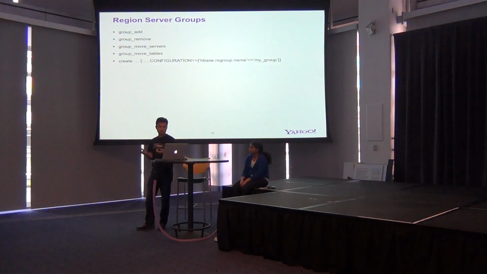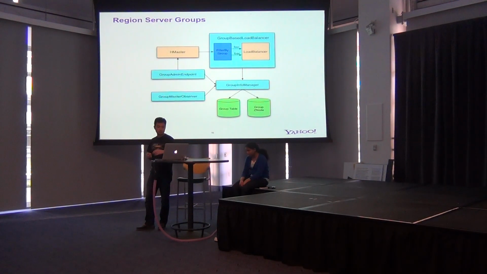So here are just examples of some of the APIs to give you an idea. You can add a group, remove a group, move servers between groups, and move tables between groups. You can also create a table and, at create time, assign the table to a group, which is useful if you're pre-grouping your regions and your table.